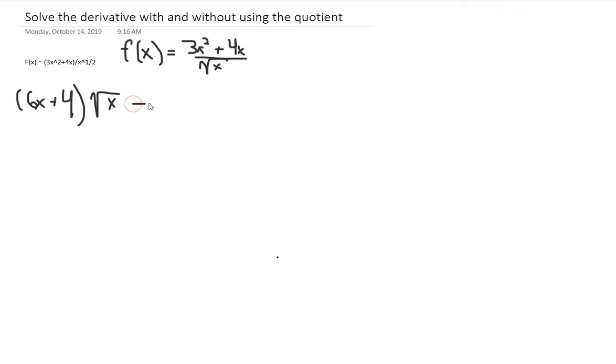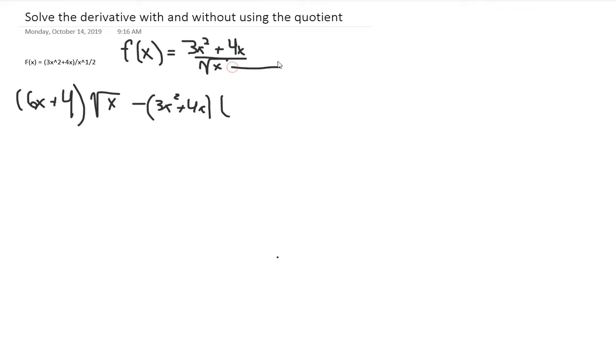Now this is where it's different from the product rule, because in the product rule you add, but in the quotient rule you subtract. Subtract, and here we have the top the same. Don't change the top here, just put it in. Plus 4x, and then times the derivative of the bottom. Well, what's that going to end up being?